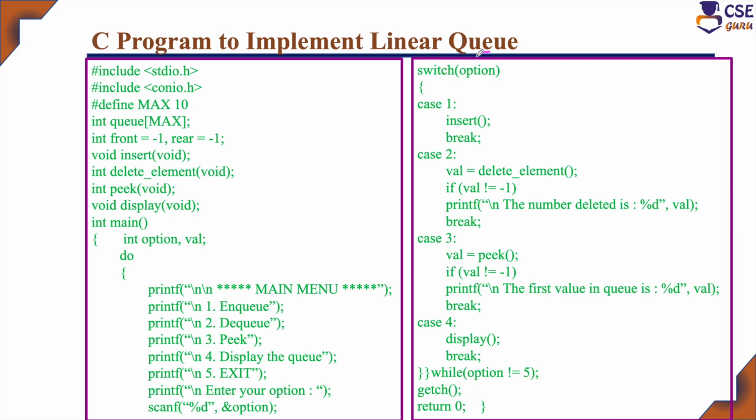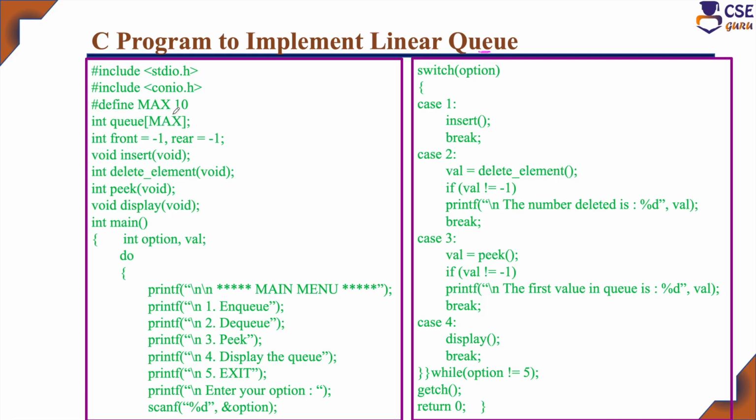Now, in this session, we are going to discuss all three operations, the Enqueue operation, the Dequeue operation and the peek operation. Along with that, we will discuss the display operation also, and how to implement them in a C program with the help of the array representation of a queue. So, this is the C code to implement.